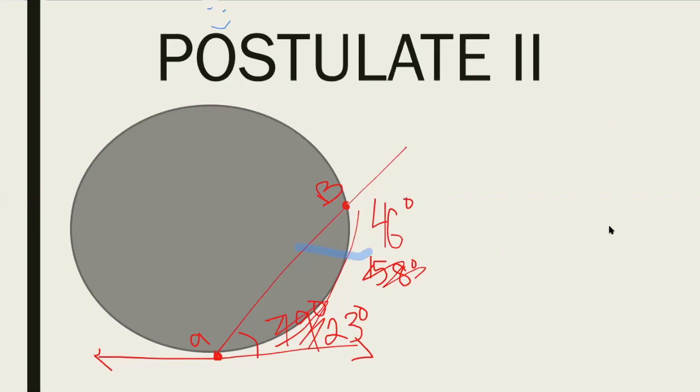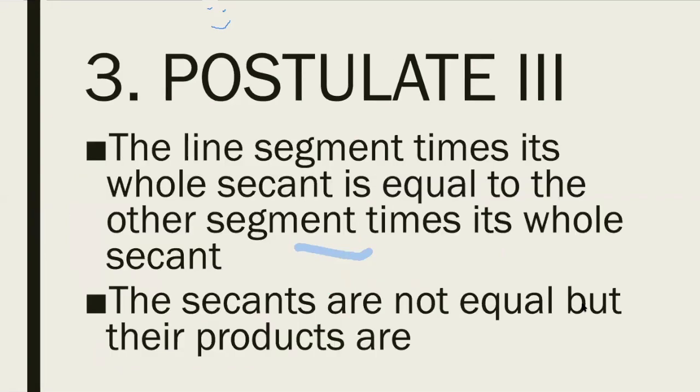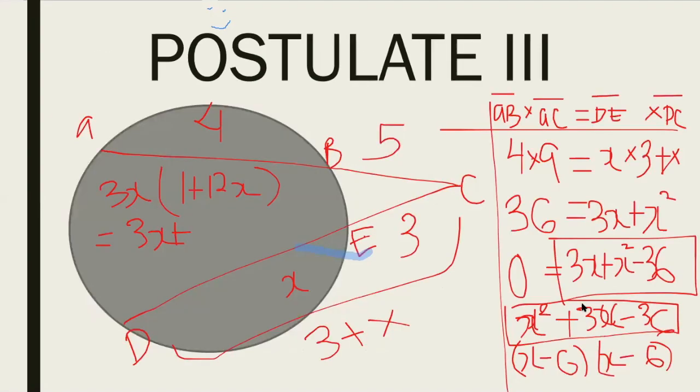Malinaw? Opo. Okay. Postulate 3. Favorite natin. The line segment times its whole secant is equal to the other segment times its whole secant. So ulit, part of AB times the whole, AB times AC, is equal to part of D, so DE times the whole. So para siyang part times whole.